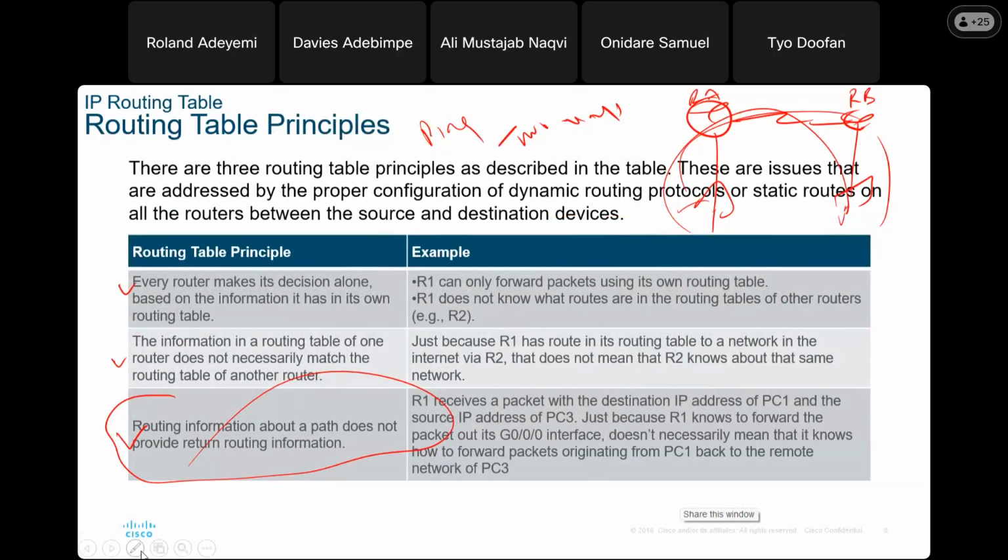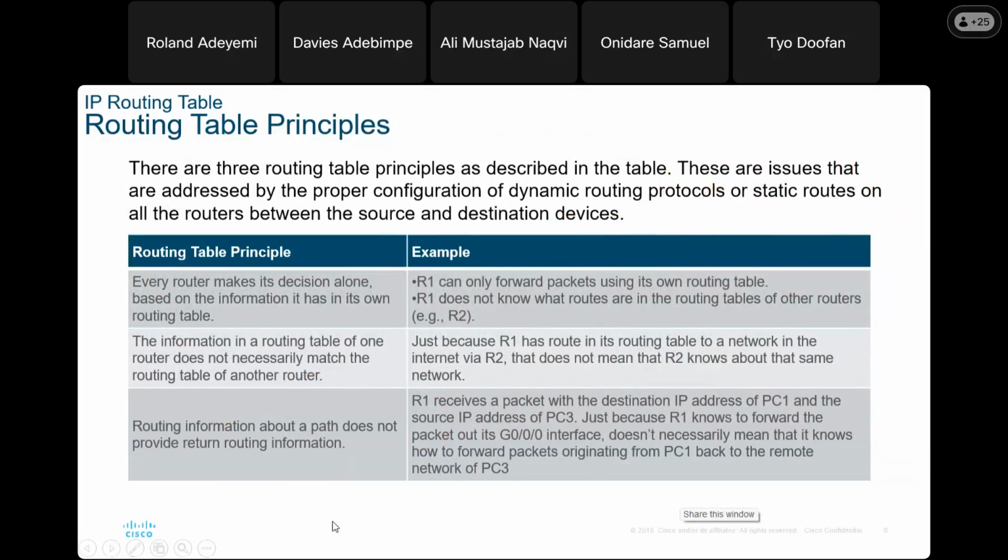Okay, looking at the example for the second routing table principle, I don't understand it. It says because R1 has a route in its routing table to a network through R2, does not mean R2 knows about that same network. How is that possible? If I know somebody through somebody else, how would that person not know that person I know? Are you talking about the second principle? Yes, that example that they used to illustrate. Okay, you are looking at their own example.